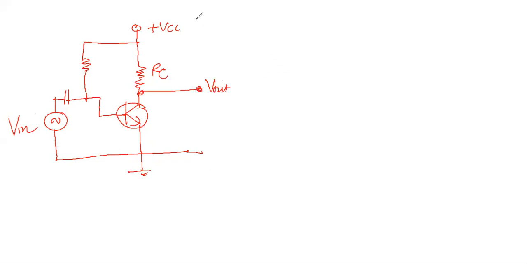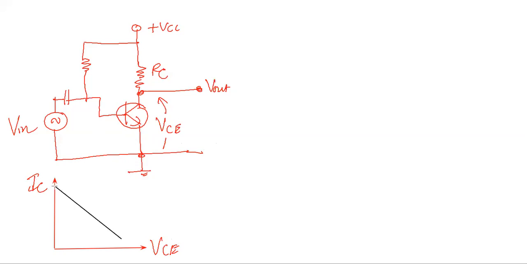Now I will show the load line. On the x-axis you have to select VCE, which is the voltage difference between the collector and emitter terminals. On the y-axis you refer to IC. Then, as you know, the load line is something like this for this circuit.